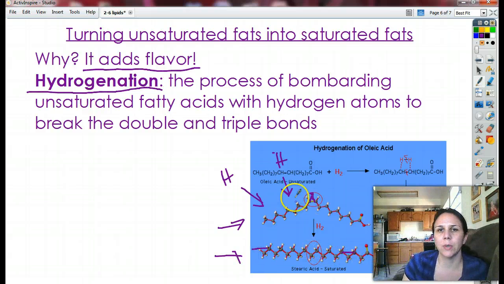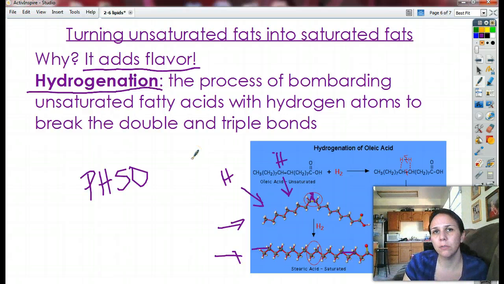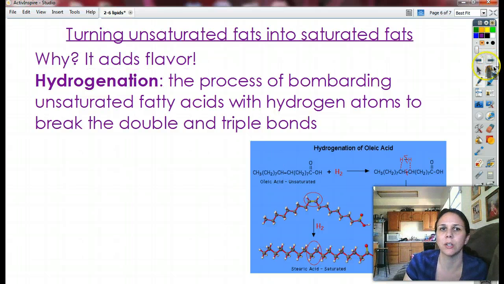And so it gets rid of all my double and triple bonds, and it makes it perfectly straight again, or with not so many double bonds, and it adds flavor to the food. So if you ever see partially hydrogenated soybean oil, that's what it is. They've taken a perfectly good fat and turned it into a bad fat because it makes the food taste better. So next time you're eating, just do me a favor, look at the label and see if you find this. I bet you it's probably one of the first couple of ingredients. So hydrogenation is the process of bombarding unsaturated fatty acids with hydrogen atoms to break the bonds and turn them into saturated fats.